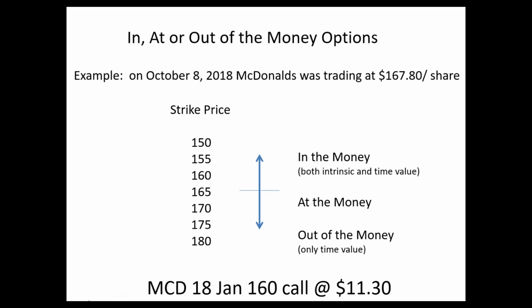In the money, at the money, out of the money. There are different strategies that use different in the money, at the money, and out of the money options. When we do a lot of credit spreads, what we're doing is usually selling out of the money options that only have time value. And what we're looking for is the erosion of that time value by theta decay, like we saw on the earlier chart.